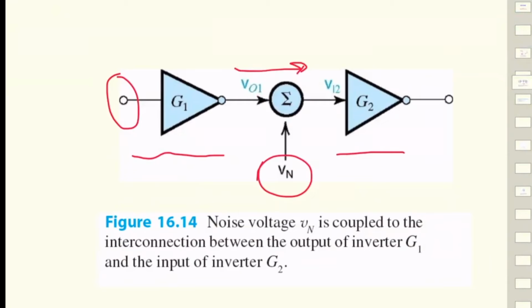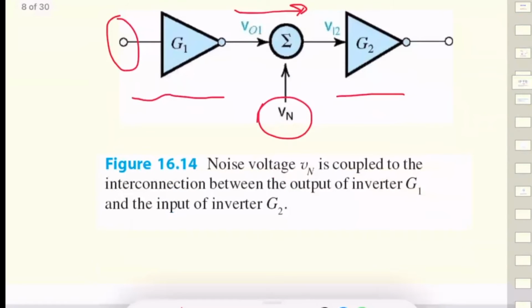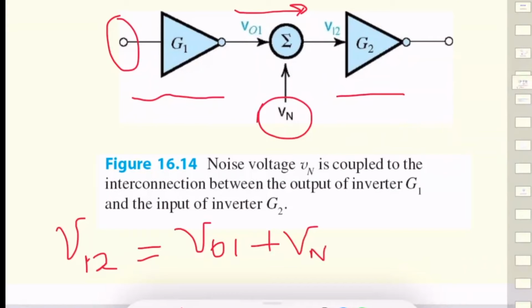Now, in this case, we give a value Vn to the noise value, which means that for the second inverter, my input now has a factor added to it, which is the output of 1 plus Vn. And we are taking it in general. It doesn't matter if it's a positive noise or negative noise, but we can define it as what is seen by the second inverter as part of its input.